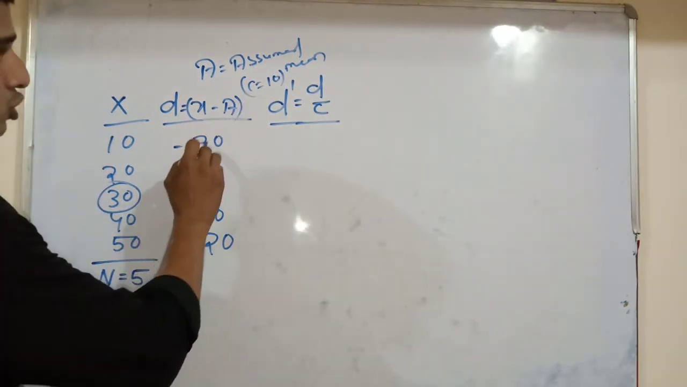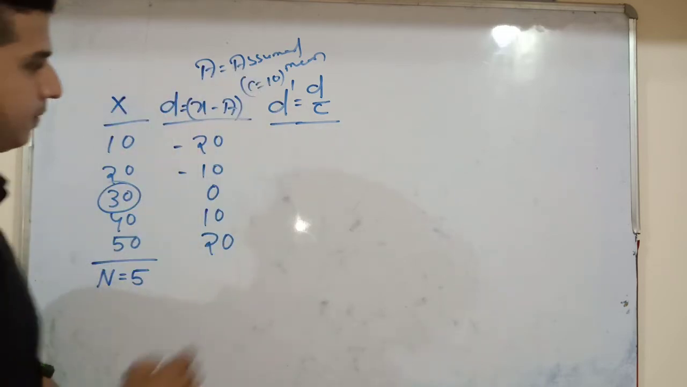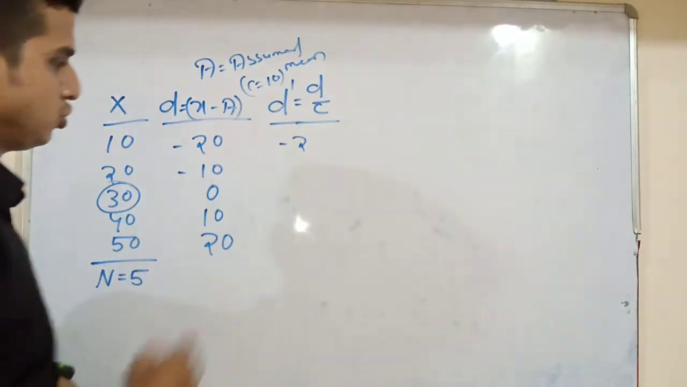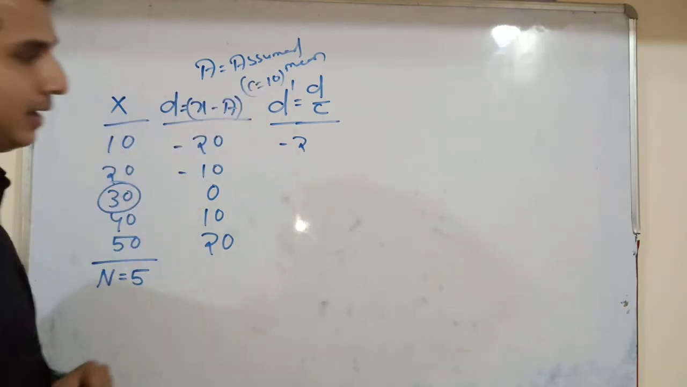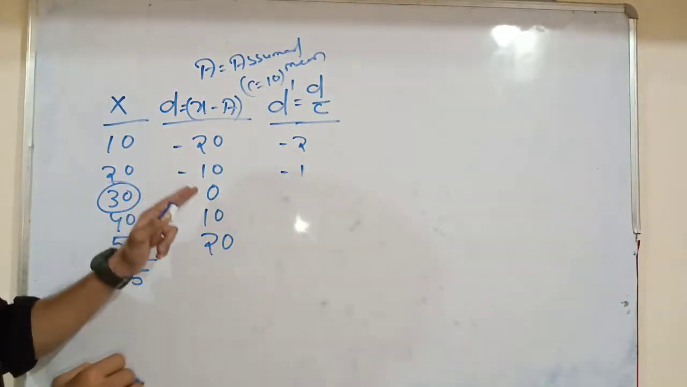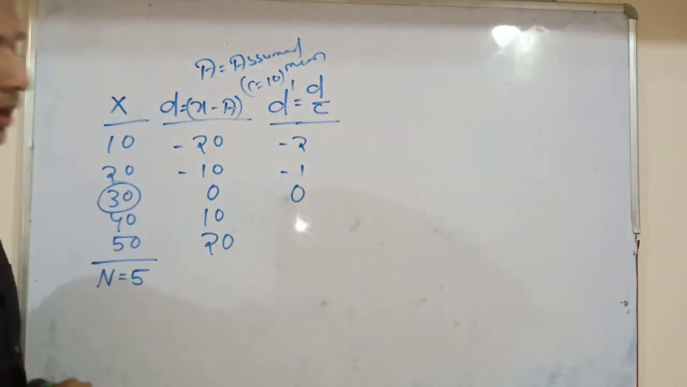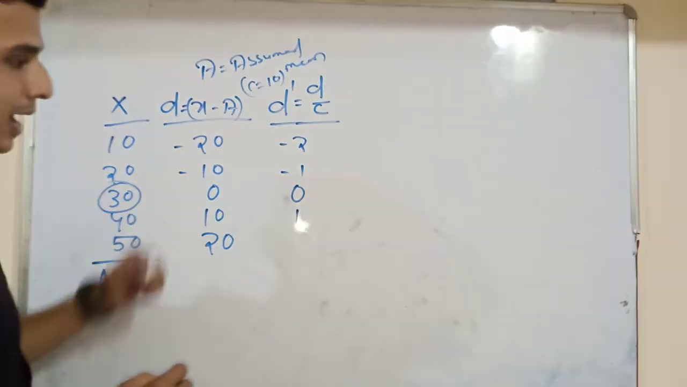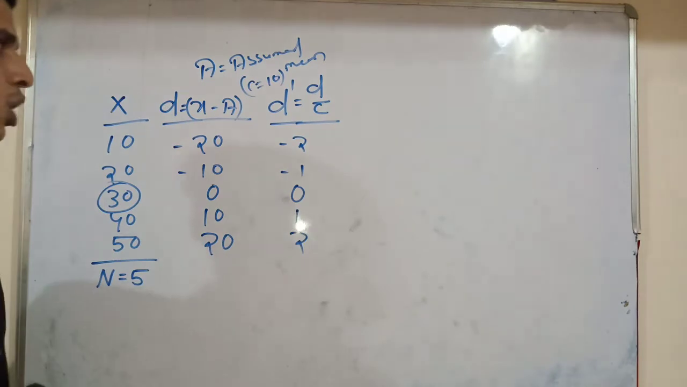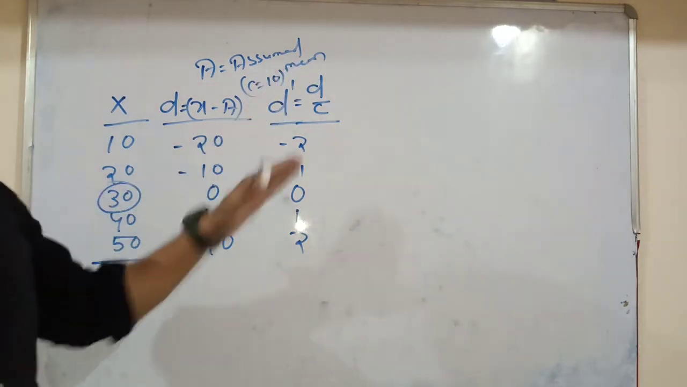So minus 20 divided by 10, that is minus 2. Minus 10 by 10, that is minus 1. 0 by 10, as we know, that is 0. 10 by 10, that is 1. 20 by 10, that is 2. So D dash is equal to D by C.